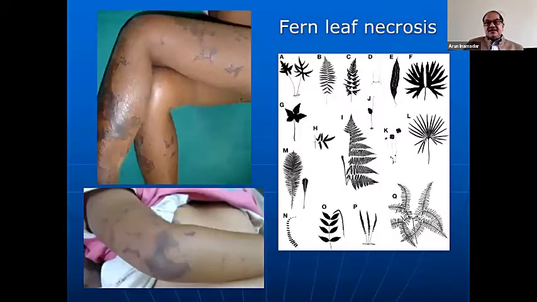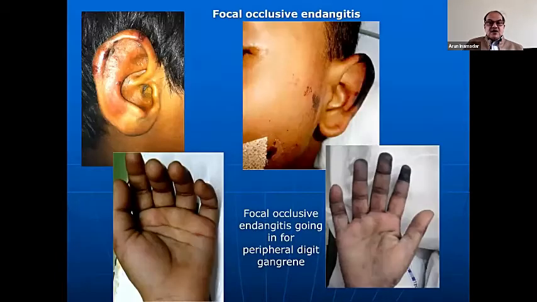And this is what is seen in rickettsial disease, Indian tick typhus, where you get this fern leaf-like necrosis. You can also see the focal occlusive endarteritis around the external ear, tip of the nose, tip of the scrotum, and also focal occlusive endarteritis going on to peripheral digit gangrene also.